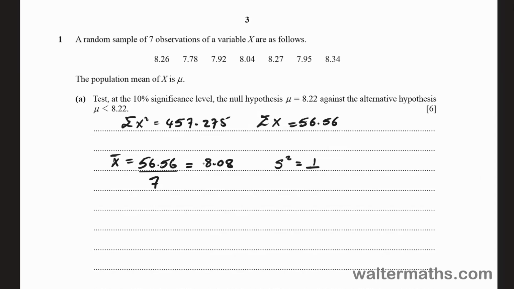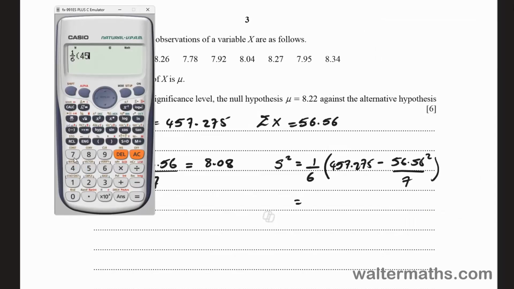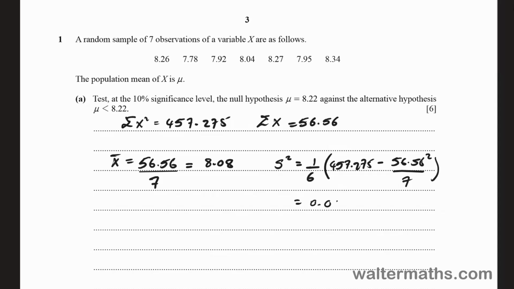So that's 1 over 7 minus 1, that's 6, times the sum of squares, 457.275 minus 56.56 squared over n, which is 7. So this is what we're calculating here. Let me do the quick calculation. And we get 0.04503 recurring, with the 3 recurring. So this is what we're getting right here.